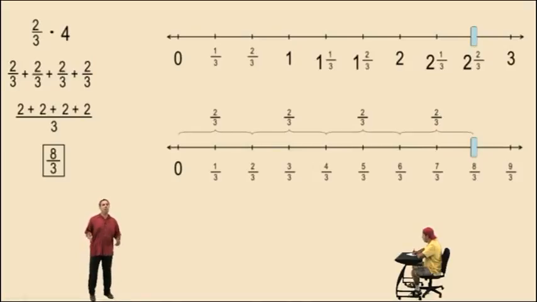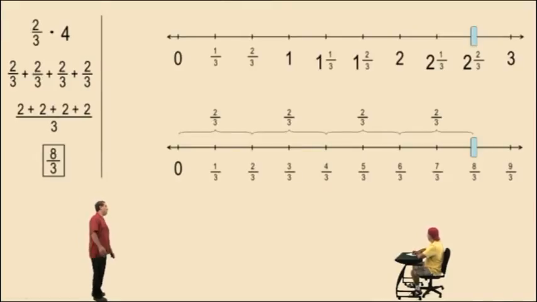Now, a lot of my students get confused when they multiply with fractions because sometimes they think, hey, whenever you multiply, the number has to get larger. That's not true. When you have fractions, you won't get a larger result all the time. For instance, when you do 2/3 times 4, the answer is not larger than 4, it's actually less than 4. 2/3 times 4 is actually 2 2/3, or 8/3.